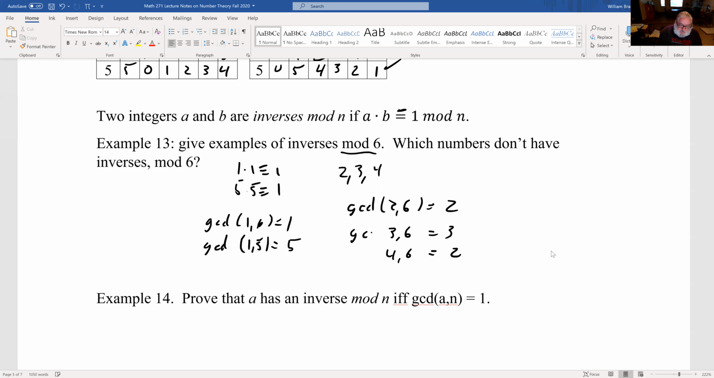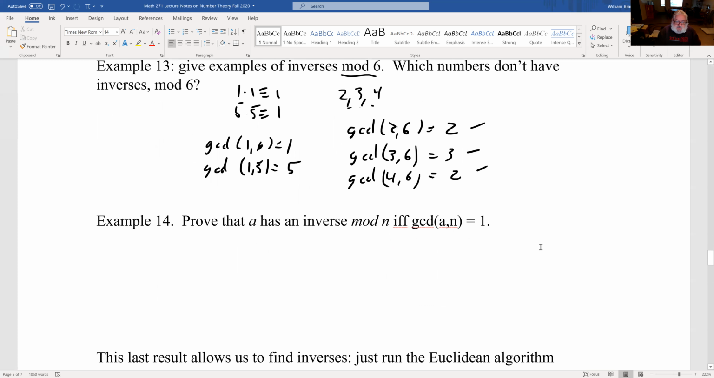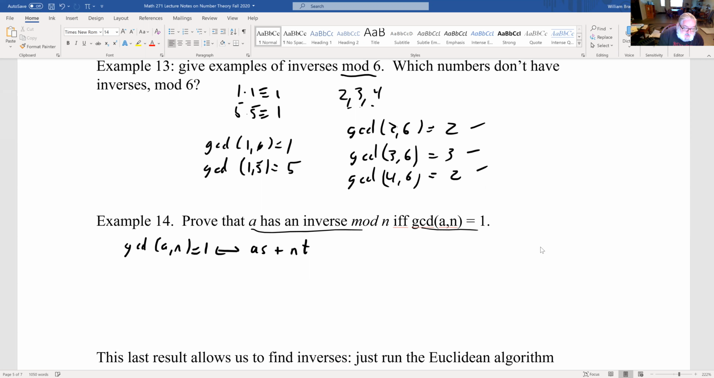The greatest common divisor of the numbers that have inverses mod 6 is 1. The greatest common divisors of numbers that don't have inverses mod 6 are numbers that are not prime to it. And so in fact, having an inverse means the same thing, right? Being able to multiply to give you 1 is the same thing as saying that the greatest common divisor is equal to 1. So if the greatest common divisor of A comma n equals 1, what do we know about that? We know that there are s and t so that as plus nt equals 1, right? Integers s and t from running the Euclidean algorithm backwards.